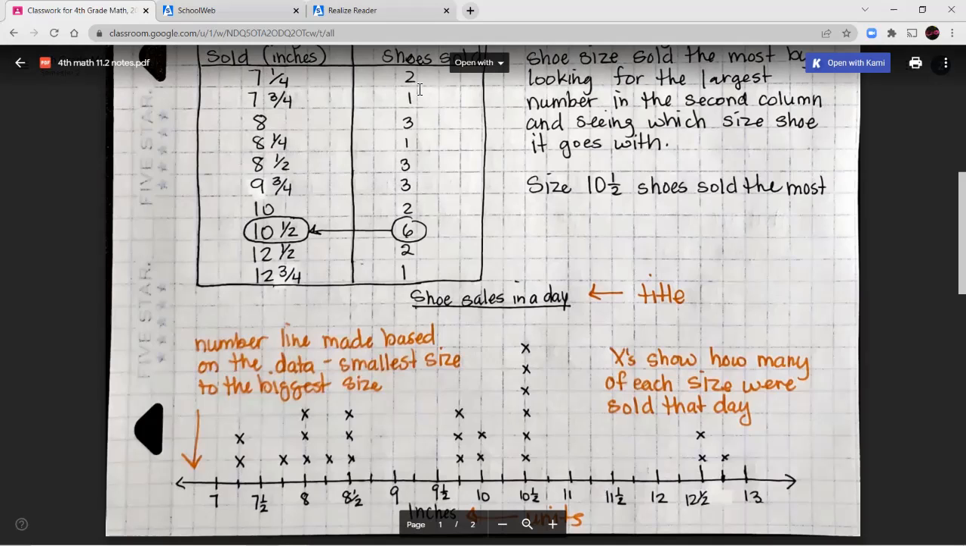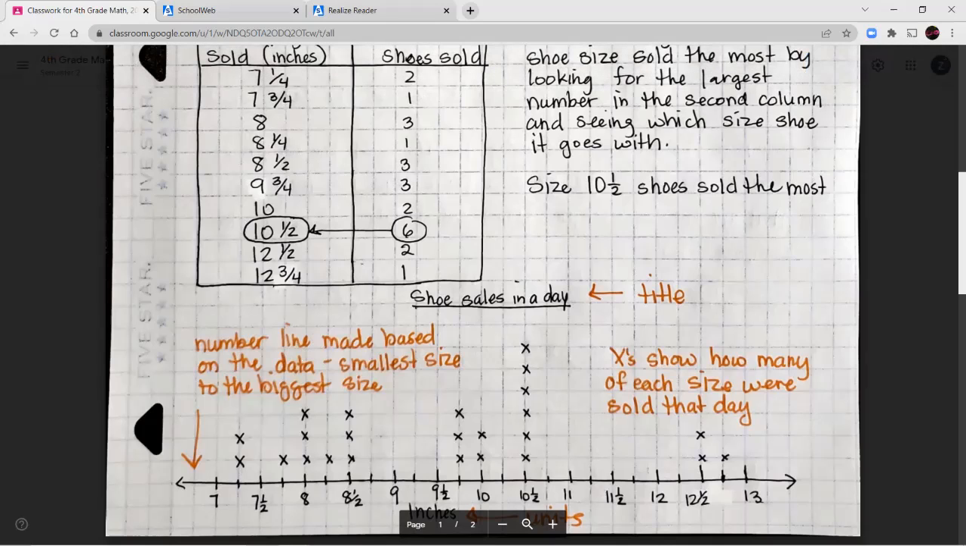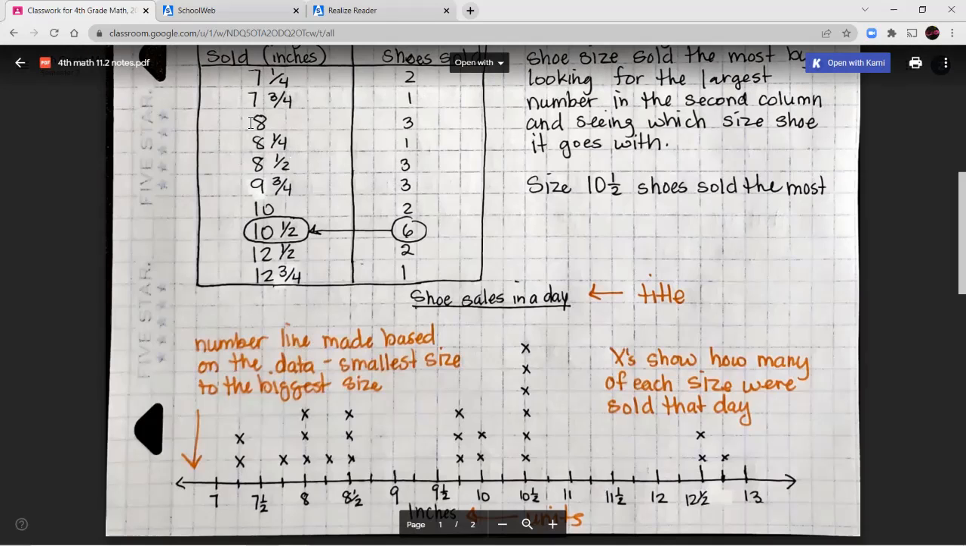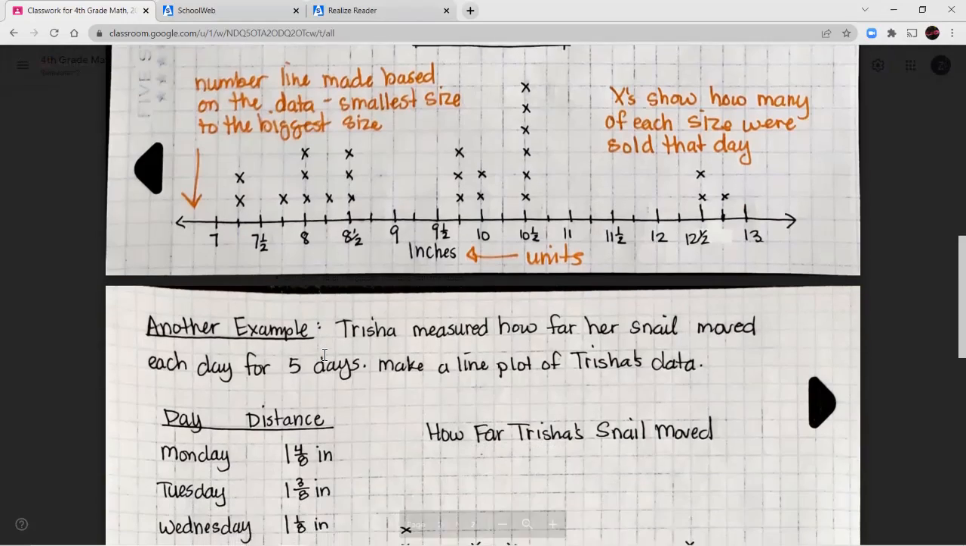So if there were 2 of my 7 1/4 that were sold, I have 2 marks above where 7 1/4 is. There was 1 of the 7 3/4, so there's 1 mark there. Over here, if you go out to the 10 1/2, there were 6 of them, so you'll see 6 marks over here. So whatever the total number of shoes that were sold, that's the total number of X's that you're going to have on your line plot.